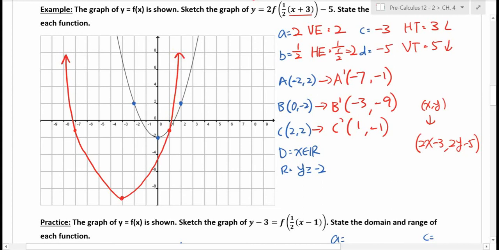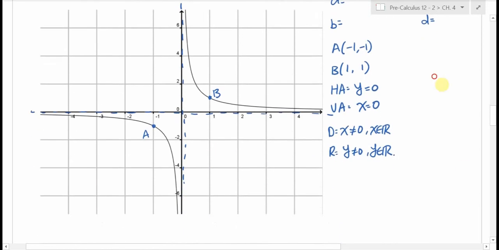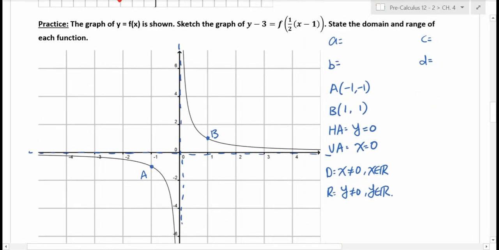Image graph. Okay. Domain will not change because it was all real numbers. It will stay as all real numbers. Range that has changed. Now we have a minimum of negative 9. So y is greater than or equal to negative 9. Okay. There's the practice question for you to try. Again, I have the points table for you. Notice how we also have two asymptotes, vertical and horizontal asymptotes. So I also labeled them out. And good luck.